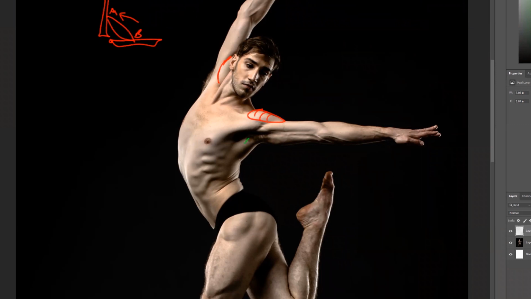So this is a very simple exercise that you can do that is not going to immediately make your drawing any better or make your sculpting any better. But what it's going to do is train you to start thinking about what is actually happening in the body.